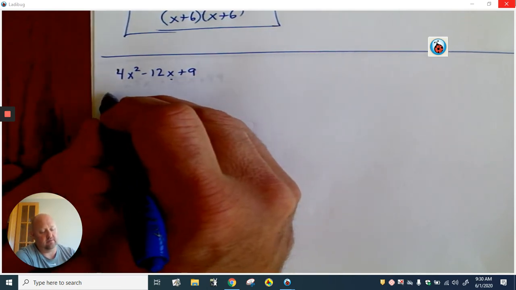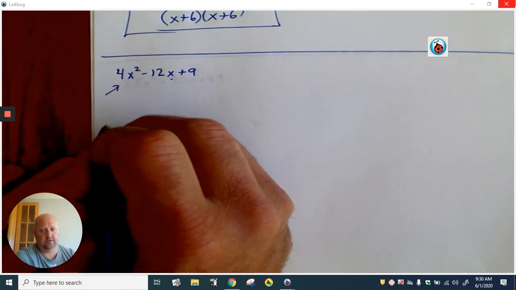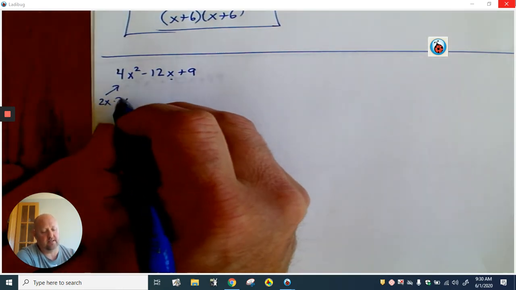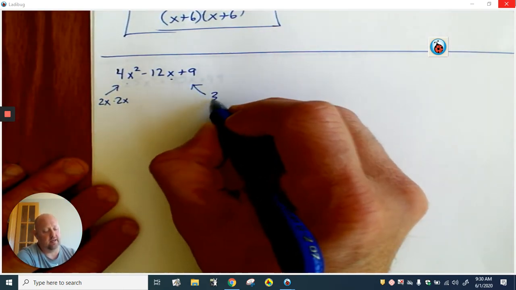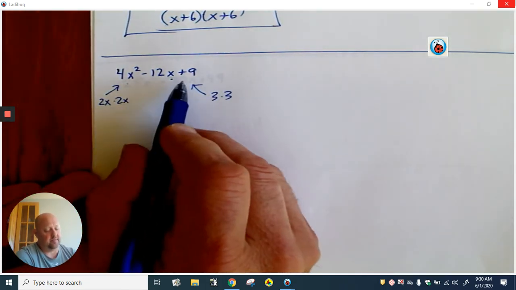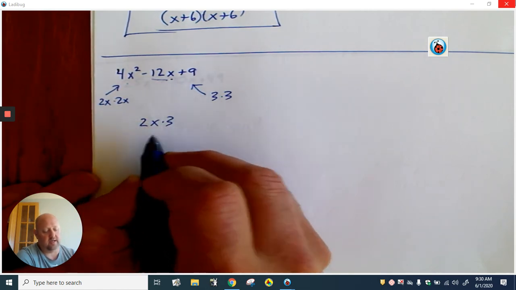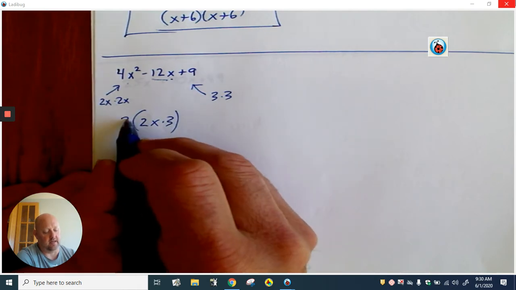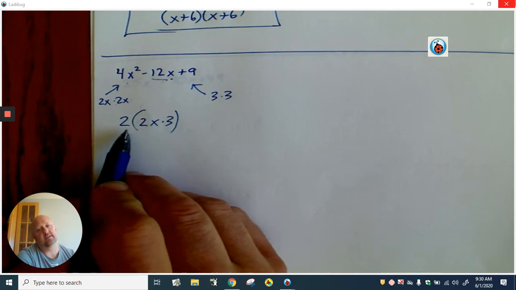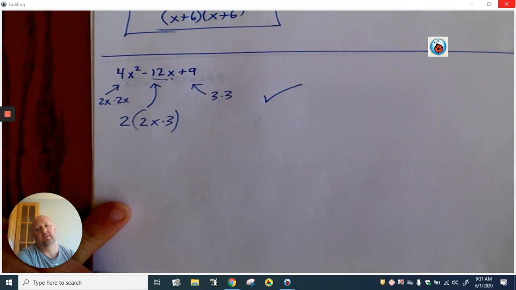So again, it's just a quick check. Is this a perfect square trinomial? 4x squared, well, sure enough, 2x and 2x multiplies together to get to there. 9 would be 3 times 3, or negative 3 times negative 3. So the question is, can I get to that 12? Well, if I multiply those together, the 2x and the 3, and then double it. Again, you always have to remember to double it. 2x times 3 is 6x. 6x times 2, sure enough, gets me to that 12x. So yes, this is a perfect square trinomial.